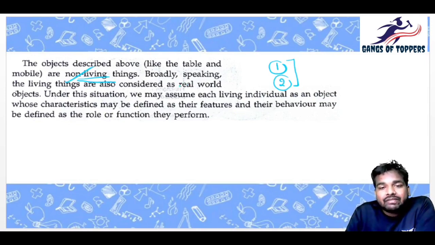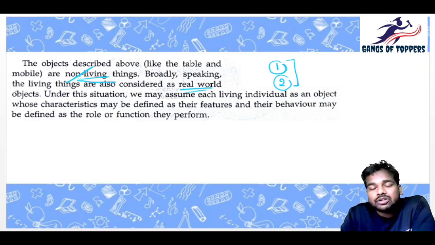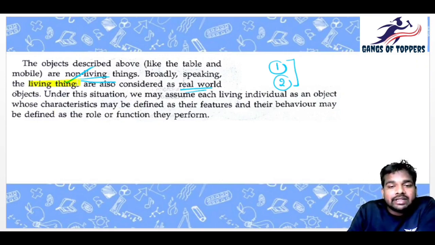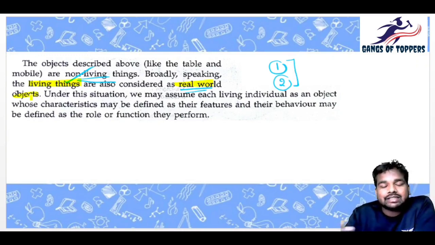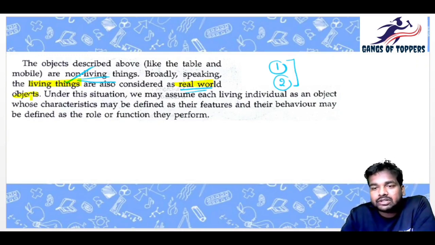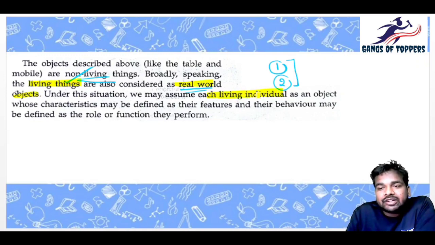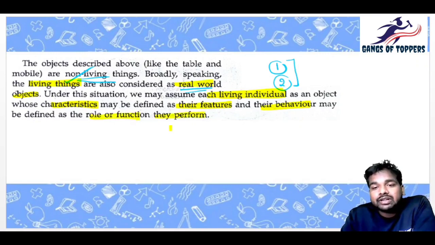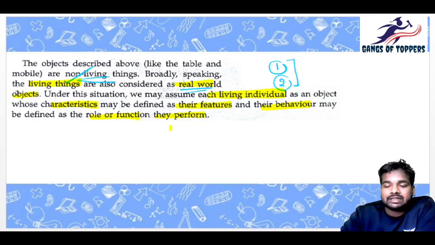Now broadly speaking, living things can also be considered as real world objects. Right now we have taken examples of non-living things. So while considering this, we have to assume that each living individual is an object whose characteristics may be defined as their features, and their behaviors may be defined as the role or the function they perform. So these can be considered under real world objects, that is, living things.